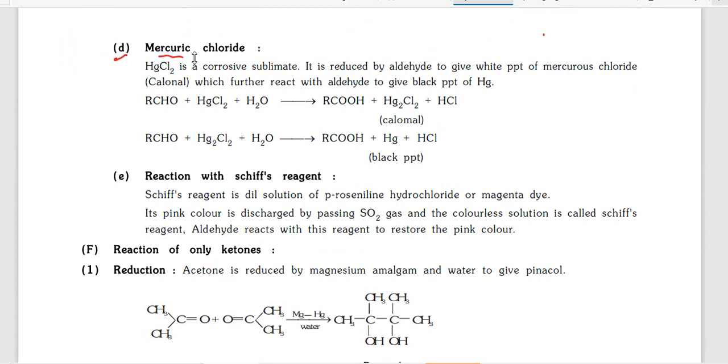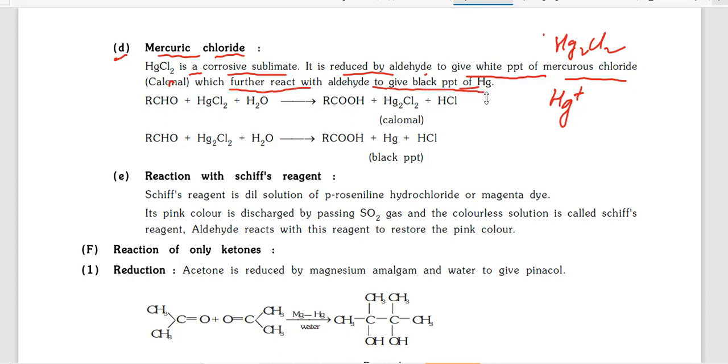Next, mercuric chloride test. This mercuric chloride is a corrosive sublimate. It is reduced by aldehyde to give white precipitate of mercurous chloride, Hg2Cl2. This is also known as calomel, which further reacts with aldehyde to give black precipitate of mercury.